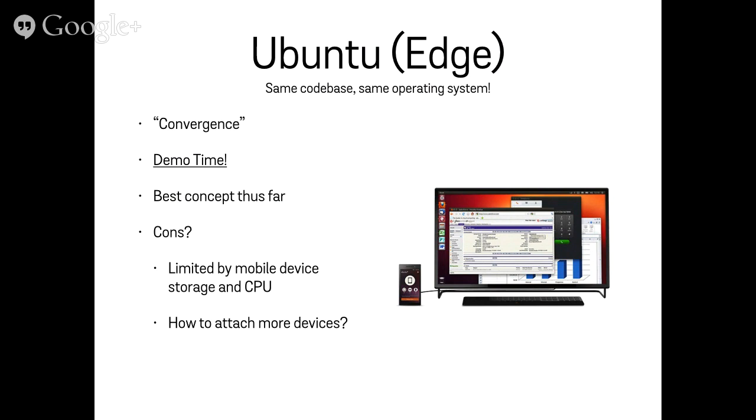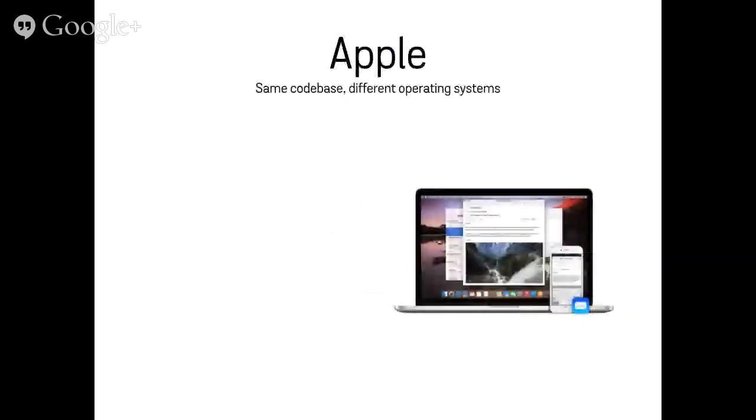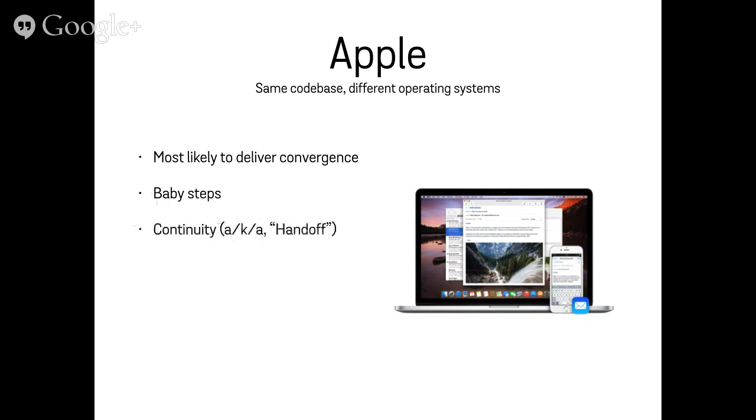So yeah, same code base, same operating system. Apple, on the other hand, like I mentioned, they have the same code base for their mobile and desktop platforms, but they are different operating systems. But they are most likely to deliver on this convergence that Ubuntu is talking about, simply because they control their ecosystem, they control the hardware and the software. And they are taking baby steps in what they are calling Continuity, also known as Handoff, because apparently people don't like syllables.